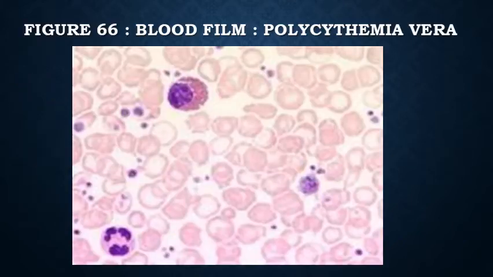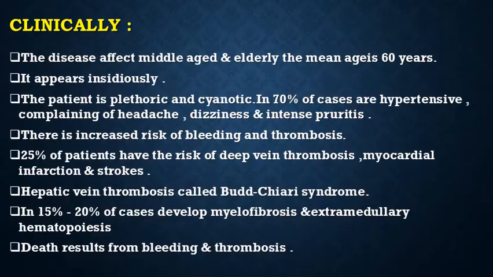This is a blood film in a patient with polycythemia rubra. Look at the platelets: it's thrombocytosis. In addition, the red blood cells overlap each other; there is a high red blood cell mass, and the PCV is high in such a patient. This is a neutrophil, this is an eosinophil, and this, I think, is a giant platelet, and this is the platelet. This is a blood film of the patient with polycythemia.